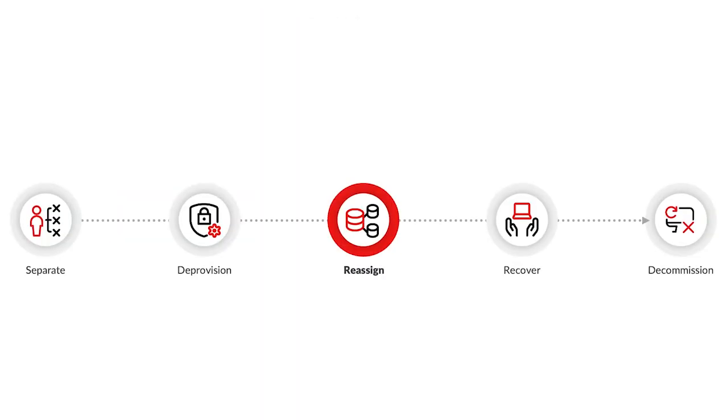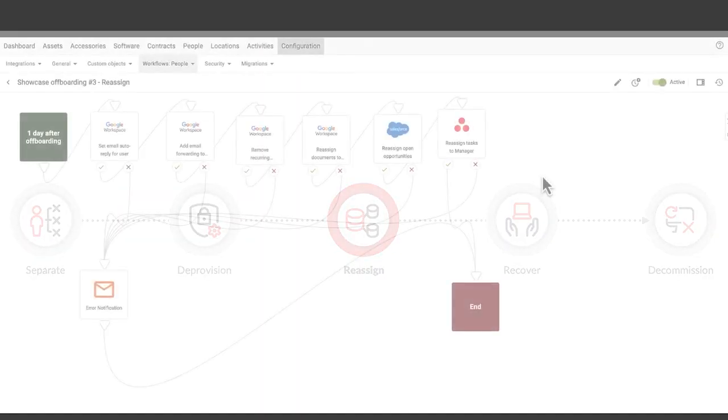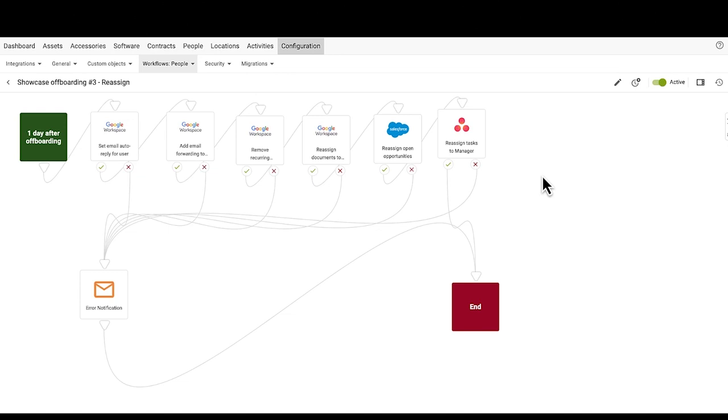The third step of secure offboarding is reassignment. In the workflow of reassignment, we're looking to reassign this offboarding or separating employee's work product to gain maximum business continuity. So we've had some examples on screen.